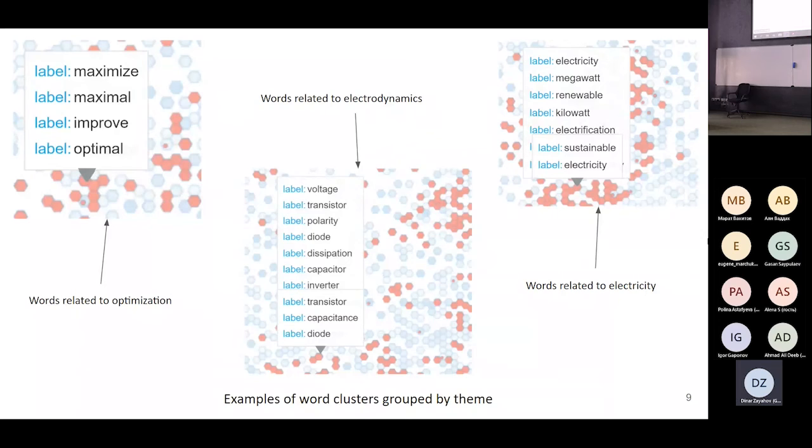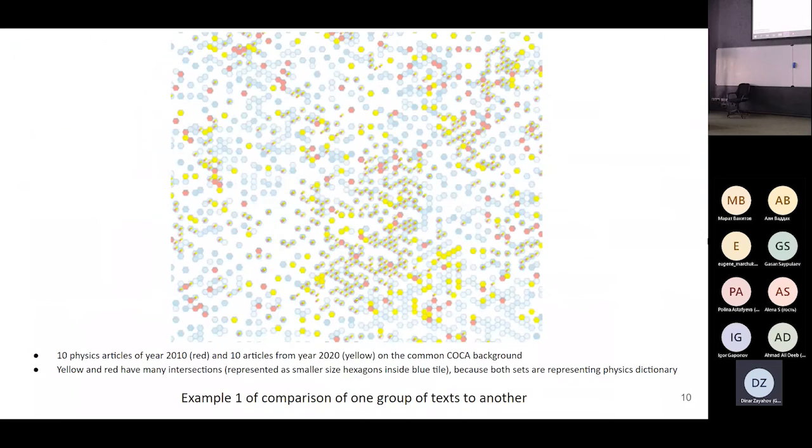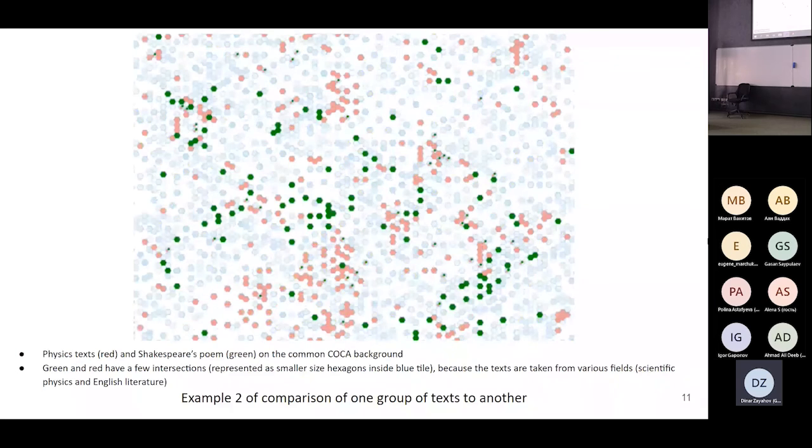A comparison of one group of physics text to another is shown now on the slide. Please note that the map center has a huge cluster of shared vocabulary, while the margins highlight distinct variances. Because both sets of text are from the same field, the majority of the language doesn't vary. We have a lot of crossings. Another example will show how two texts from various fields look on the common COCA background. This figure differs in that there are practically no areas of intersection.